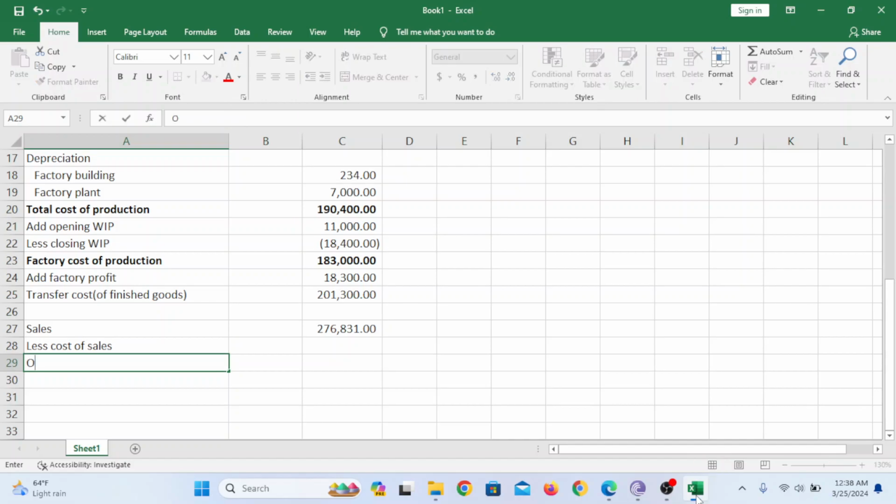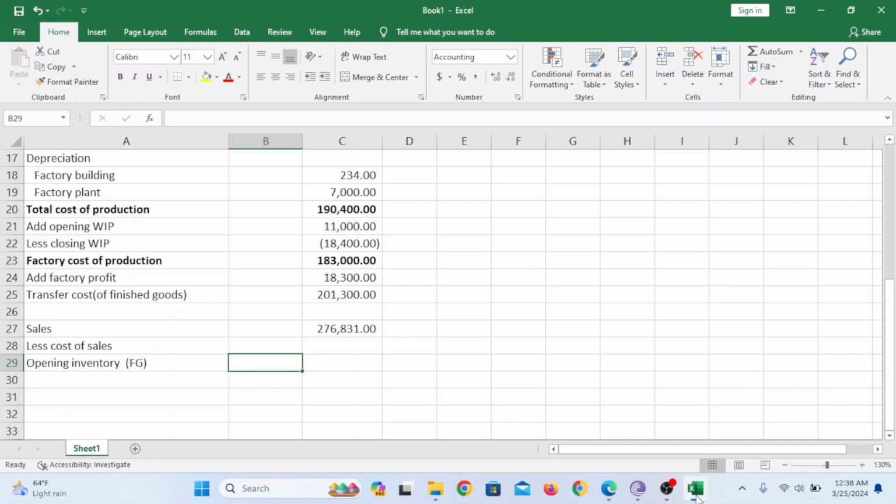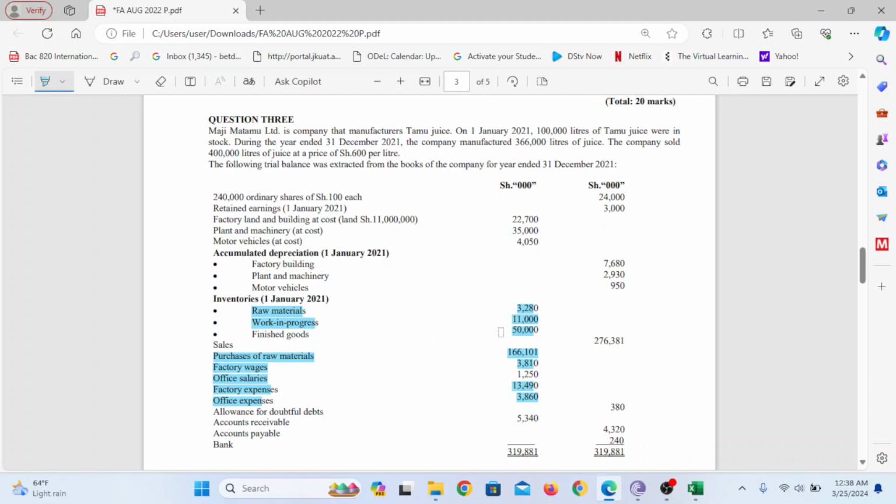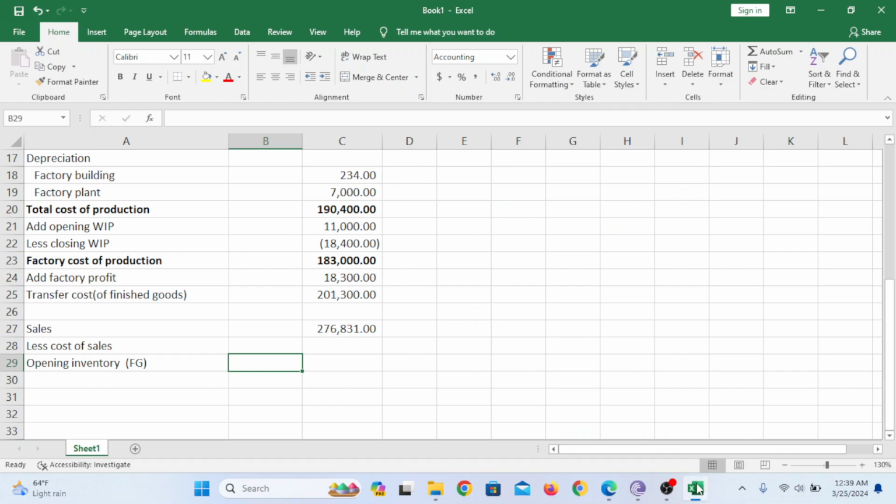The cost of sales is opening inventory, in bracket those are finished goods. The opening inventory was given directly from the trial balance. Finished goods, that is 50,000 here.